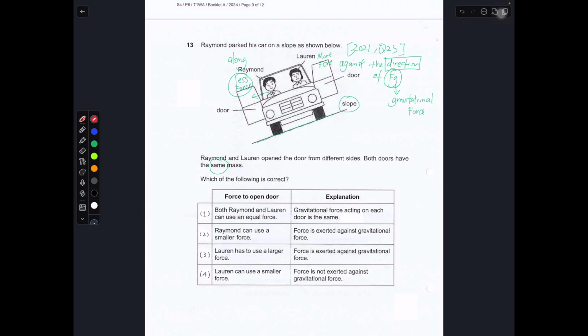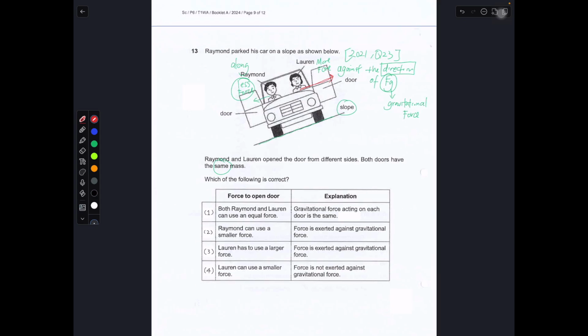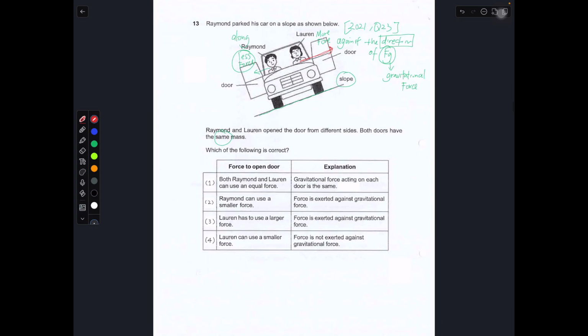So I would say Laura's direction should be somewhere here. Can you see the length of the arrow is longer? So over here, let us analyze since we now get a main idea of what's happening in the diagram. Both Raymond and Laura can use equal force. Wrong. Because I already said they have to use a different amount of force to open the door because they are on a slope. Okay, so gravitational force acting, this is wrong already.